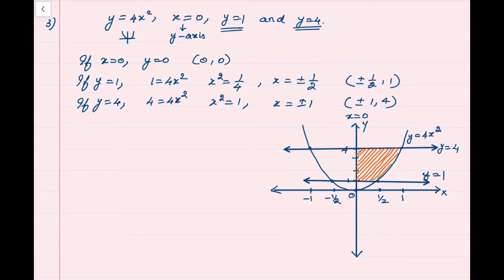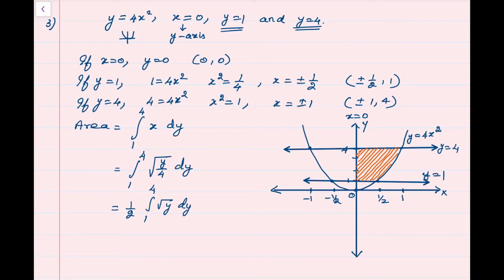Here the area is bounded by the y-axis, so we will do integration with respect to the variable y. Therefore, area is equal to integral. The limits for the y variable are 1 to 4. x dy is the formula. So, x from the parabola equation is root of y divided by 4, dy. Half into integral 1 to 4 root y dy.